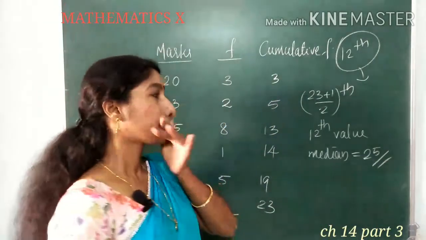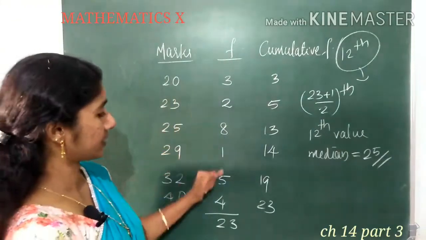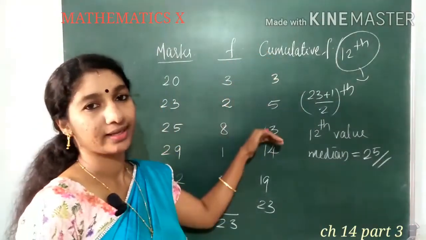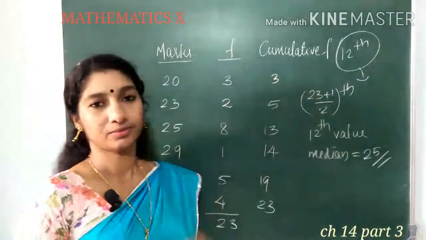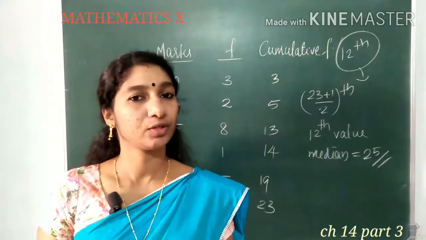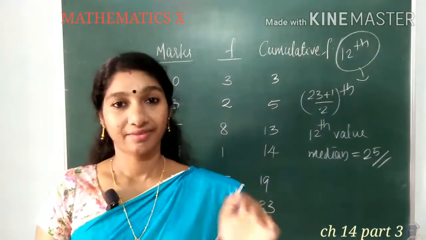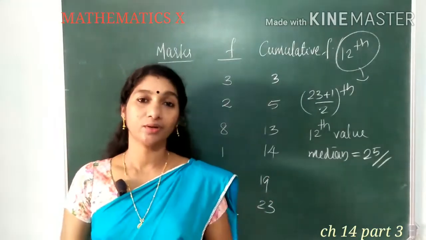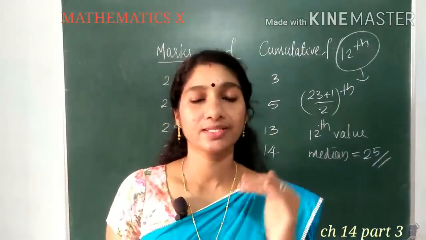Clear? This is for ungrouped frequency distribution. We need to write the cumulative frequency, then calculate the middle value. That means the median. Suppose we are getting 2 medians, what we will do? We will find the average between them. Okay. So now we can discuss grouped frequency, means grouped data.